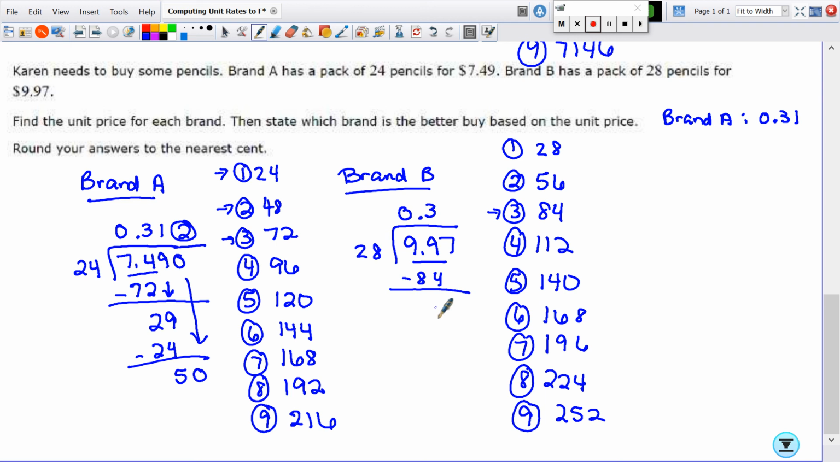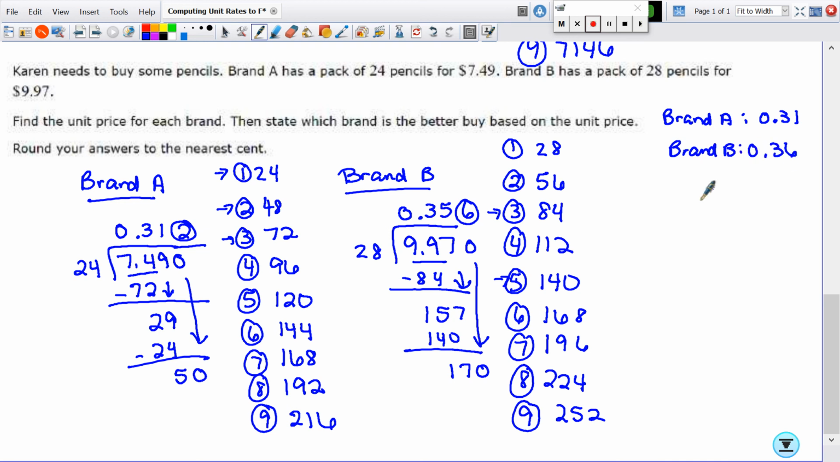99 take away 84 is 15. Bring down the 7. 157. 168 is too big, so we're going to do 5 and 140, and I do need another 0 here to round. 157 take away 140 is 17. Bring down the 0, 170. So that's going to be a 6. So I'm going to round this to 36 cents. So brand B is 36 cents. So the cheapest one, brand A, is the better buy.